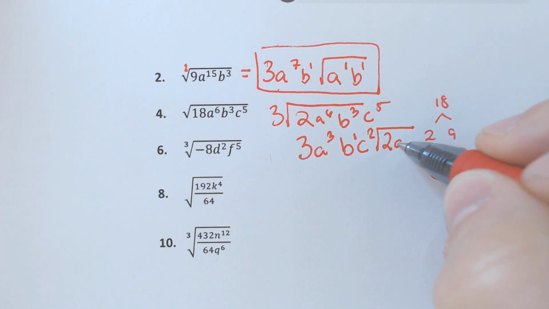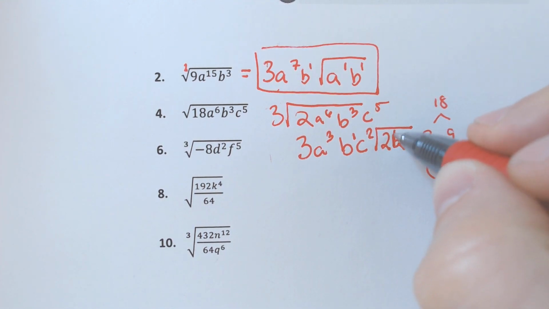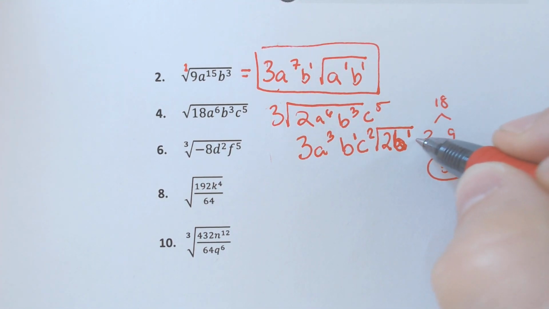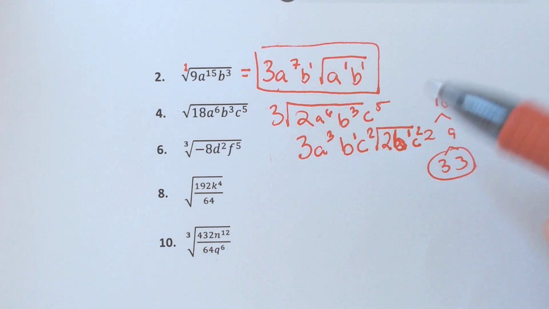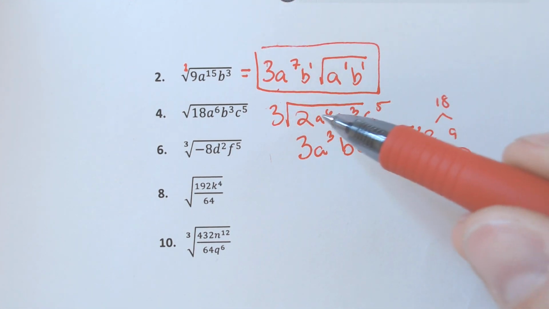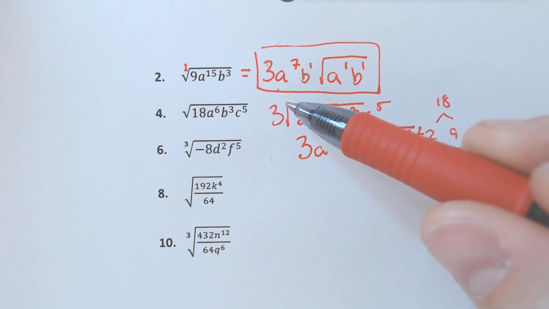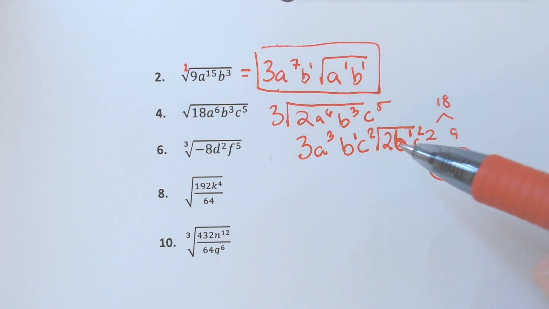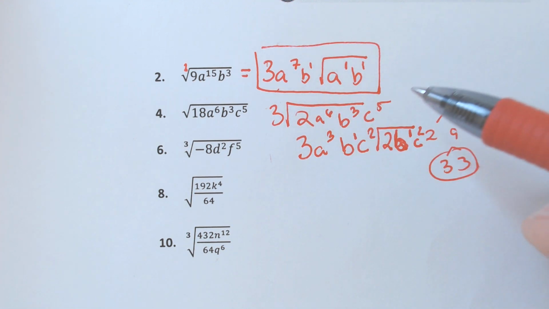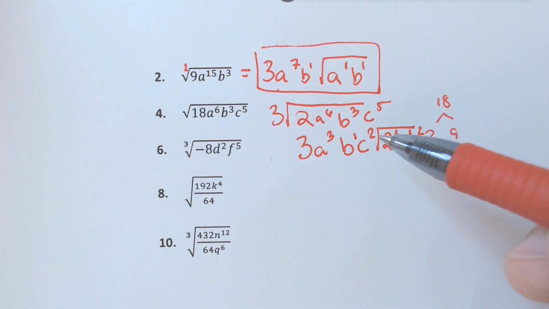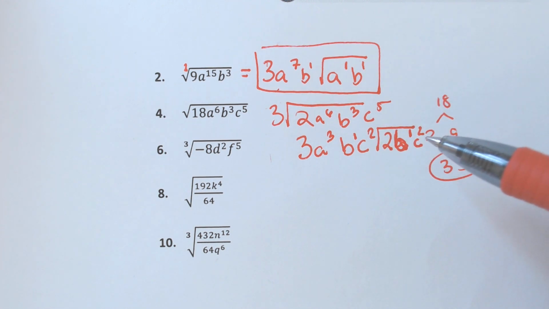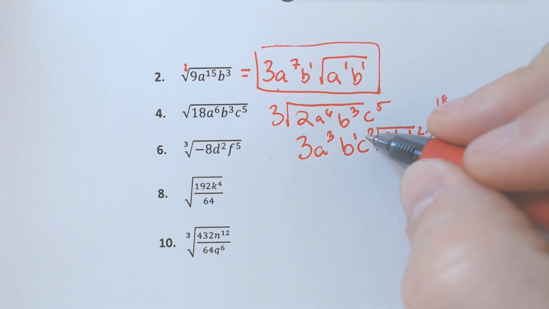b to the 1st power and c to the 2nd power, because 2 goes into 6 3 times perfectly, 2 goes into 3 1 time, 1 left over, 2 goes into 5 2 times and 2 left over. Oh, 1 time and 1 left over.